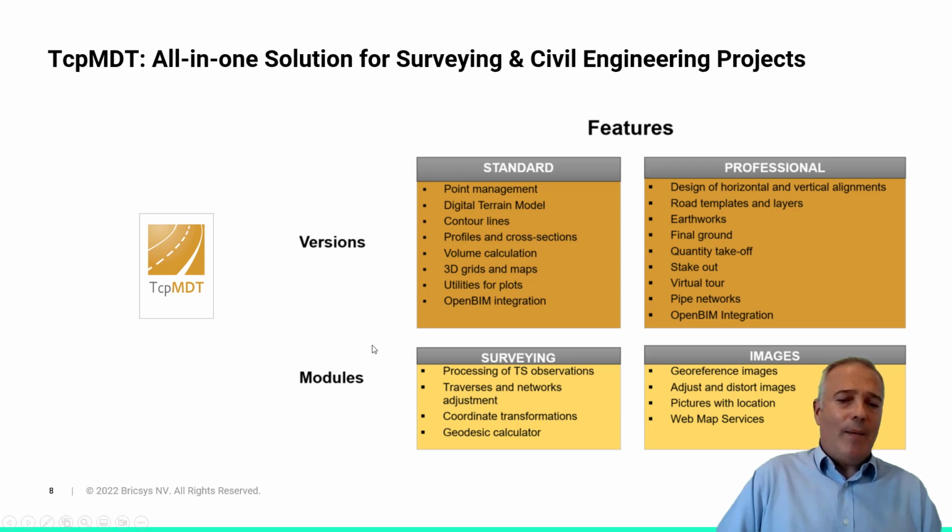These are the versions, and you can also choose optional modules. With the surveying module, you can process total station observations, compensate traverses and networks, perform coordinate transformations, and use the geodetic calculator. With the image module, you can reference images, adjust and distort them using control points. You can also insert pictures with location data and use web map services.